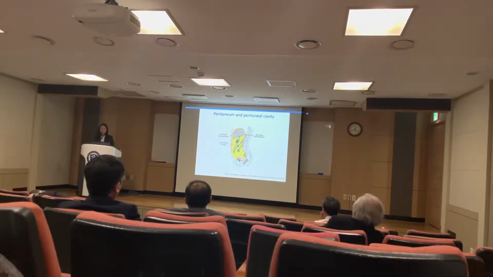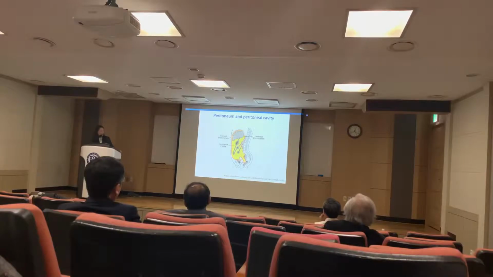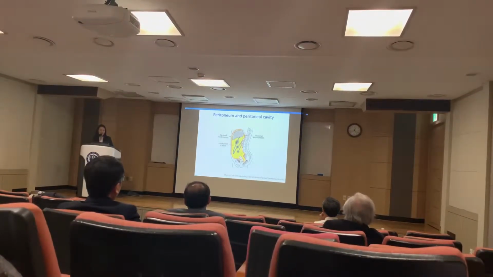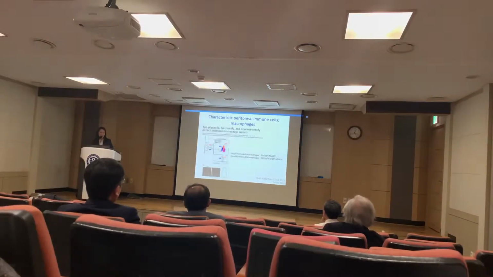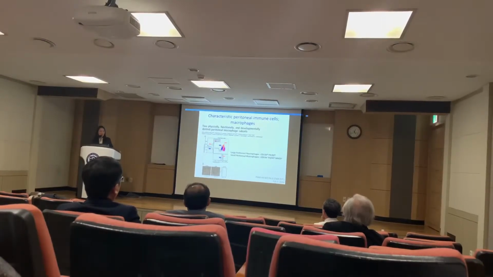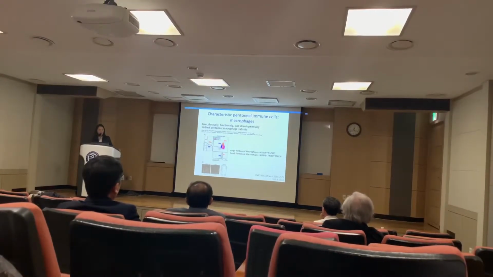The peritoneal cavity is a specialized compartment between the parietal and visceral peritoneum. Along with many organs, various immune cells reside in the peritoneal cavity and induce immune responses. Mononuclear phagocytes, mainly macrophages, make up half of the immune cells in the peritoneal cavity.